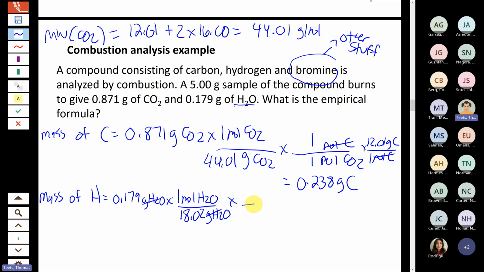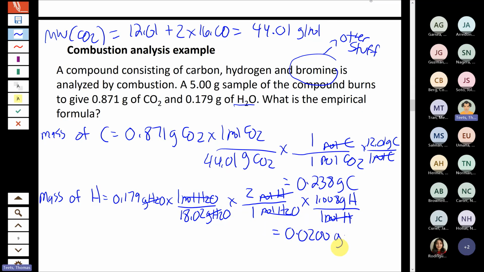Now we have to figure out how much hydrogen is in there, so we convert moles of water into moles of hydrogen. This is where we have to be a little bit careful, because the formula for water is H2O. There's a 2 next to hydrogen, so that tells us there are 2 moles of hydrogen for every 1 mole of water. We have to use that factor of 2 to get that number correct. That's the one part that's a little bit different. Then we use the atomic mass of hydrogen, 1.008 off the periodic table, to convert into grams of hydrogen. That number comes out to 0.0200 grams of hydrogen.